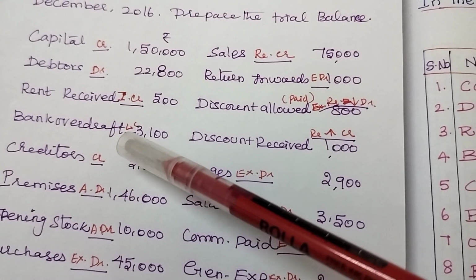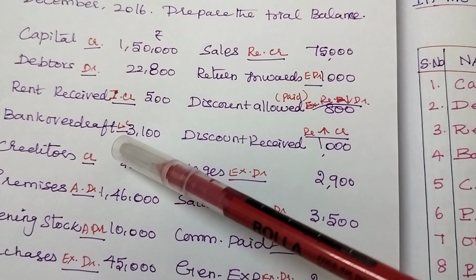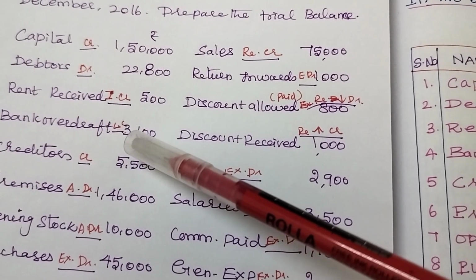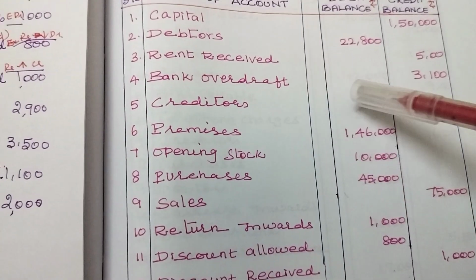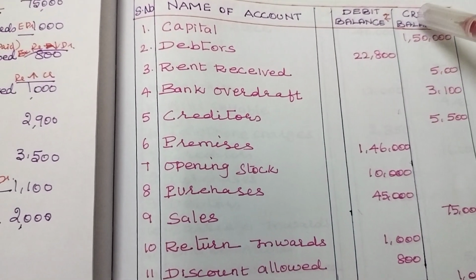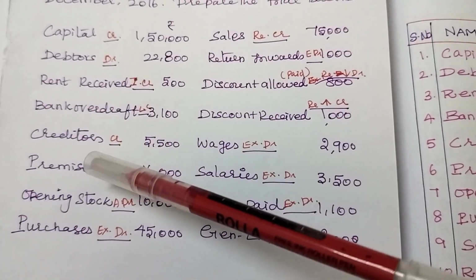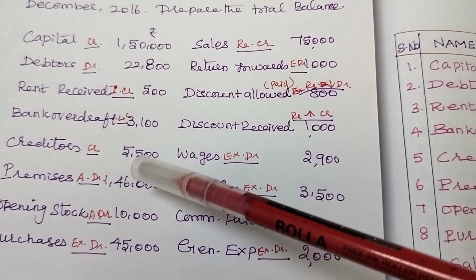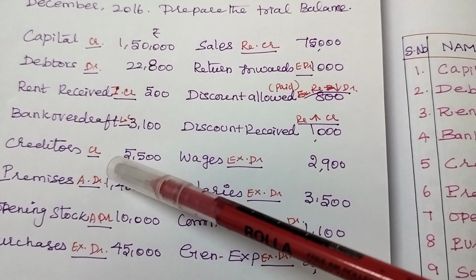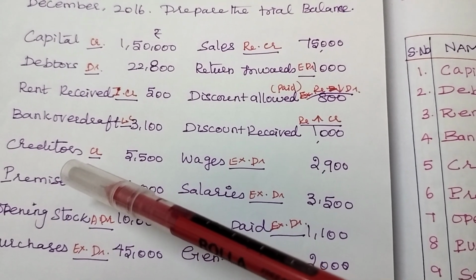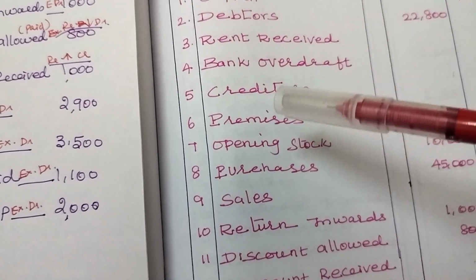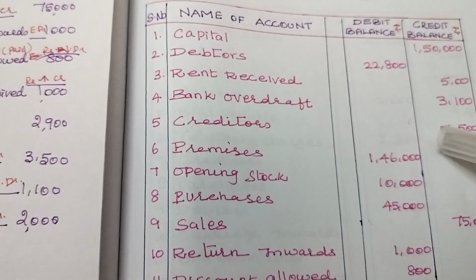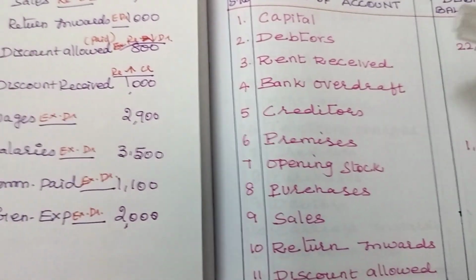Bank overdraft rupees 3,100. Bank overdraft is a liability account. A liability account is always credited. So bank overdraft 3,100 rupees is entered on credit balance. Then creditors rupees 5,500. Creditors is already given as creditor, so creditors is a credit balance. So creditors rupees 5,500 is entered on credit balance.